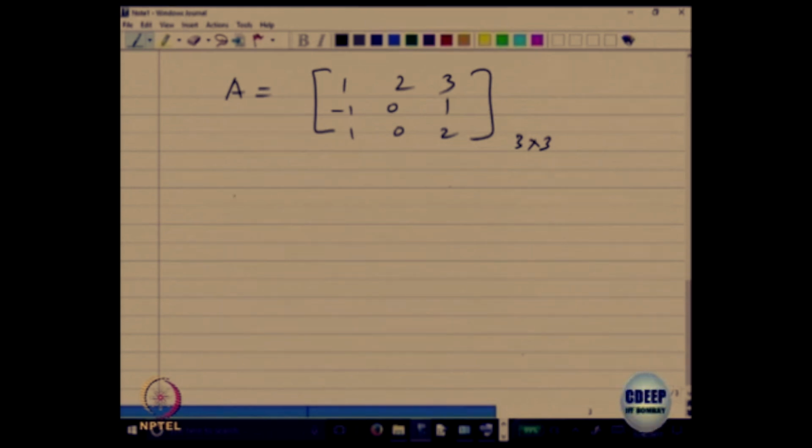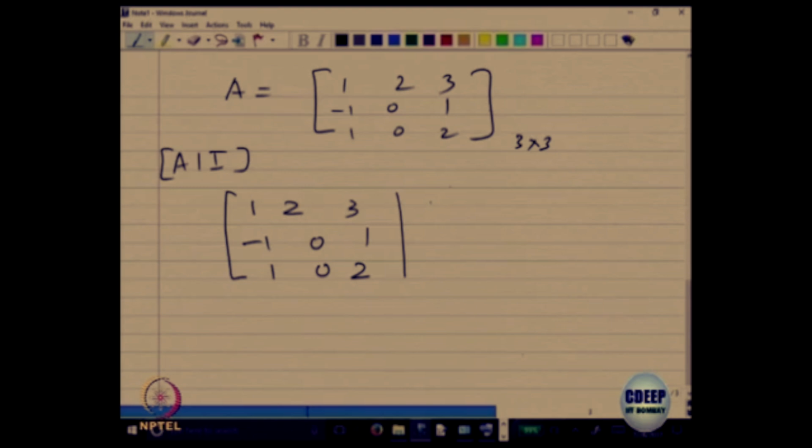Because I would like to do the same operations on the identity also, we write a new matrix which is A along with the identity. So we write 1, 2, 3, minus 1, 0, 1, 1, 0, 2. And what is the identity matrix of the same order? 1, 0, 0, 0, 1, 0, 0, 0, 1. Right? So that is this matrix.